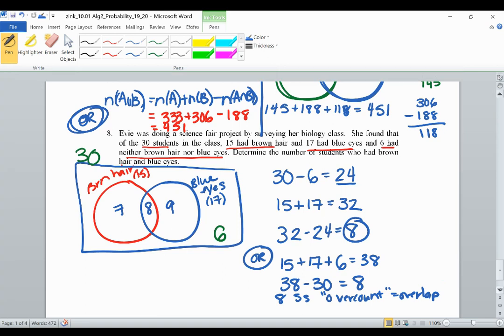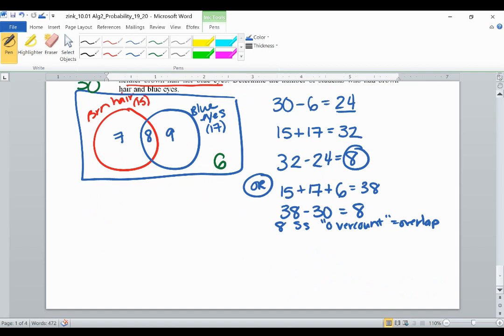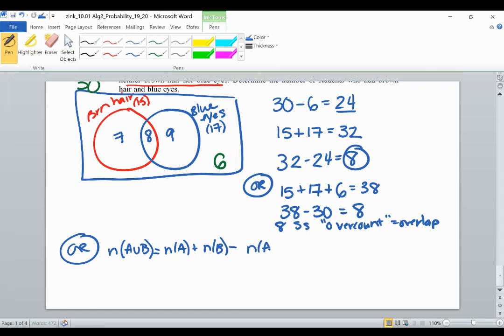Okay, and the last way to do it, so I think those ways are probably the most common that make sense to students, but just as we get on to probability, it's good to see how to use the formula as well. So if I wanted to find the number of students in my union, I know that that's equal to the number in A plus the number in B minus the number in my intersection. And I'm looking for what's in my intersection. So this way is a bit more complicated.